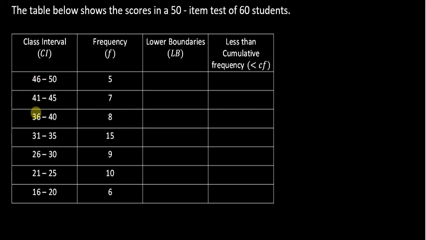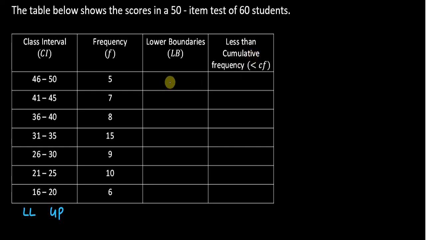Napapansin niyo itong class interval. So, dalawa yan, di ba? Itong nandito sa left side, ito yung tinatawag na lower limit. At itong nasa right side, ito yung upper limit. So, bago natin makuha yung quartile, decile, at percentile nito, kailangan muna natin kumpletuhin yung table. Kailangan muna natin hanapin yung lower boundaries at less than cumulative frequency.